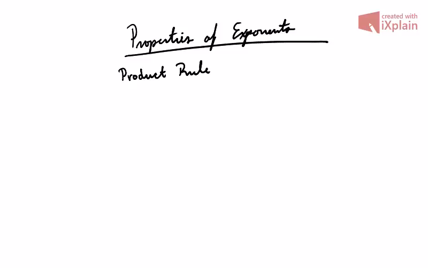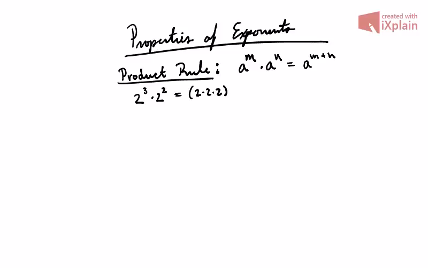states this. If you have an exponent a taken to some power, let's just say m, and a is any number, and then you have another exponent of the same base taken to the power n, this is the same thing as a to the m plus n. An example would be like 2 cubed times 2 squared is the same thing as 2 times 2 times 2 times 2 times 2.